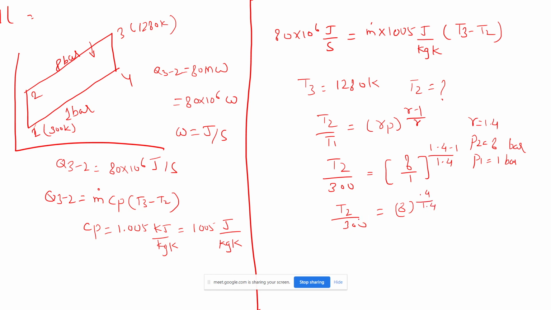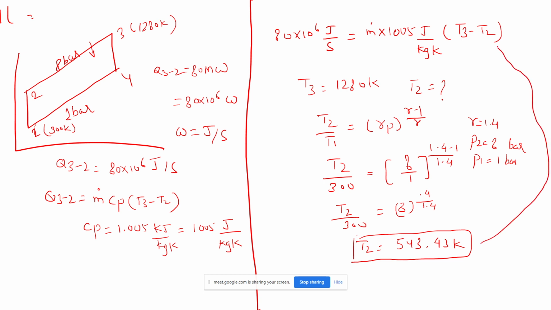So what will we get here? From here we will get T2. We have to just multiply. So here we will get T2 is equals to 543.43 Kelvin. How many of you have got this answer, T2? Got it sir. Now we just have to put this value here instead of T2.